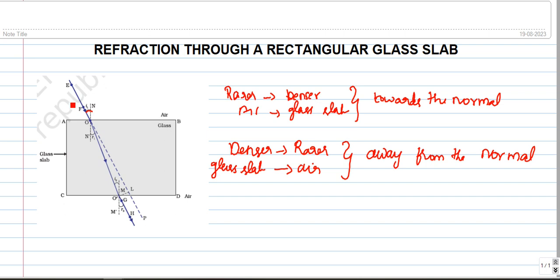As you see, these two rays EF and GH are parallel to each other. This bending at the point O towards the normal and at the point O dash away from the normal are equal but opposite. So this is bending towards the normal and this is away from the normal. So now the ray becomes straight, parallel to each other. The EF ray and the GH ray are parallel to each other. So this is what we have for refraction through a rectangular glass slab.